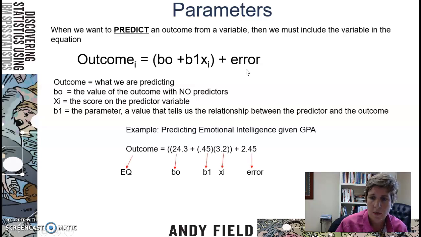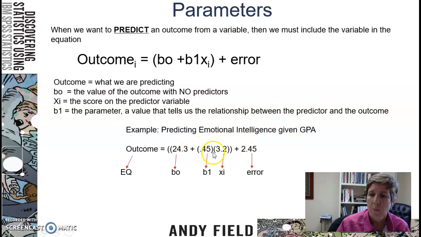So let me show you an example here quickly. So let's just assume I have a whole bunch of data and I am predicting emotional intelligence based on a person's GPA. So in this example, I've got an outcome. EQ is emotional intelligence. My 24.3 represents if I did not have a person's GPA, so I didn't know the person's GPA, they would have an emotional intelligence score of 24.3. Okay. However, I'm using GPA as a predictor.